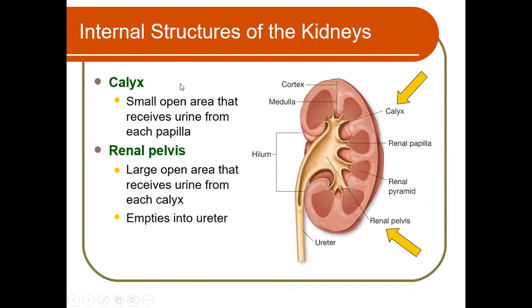Calyx is the small opening area that receives urine from each papilla. Renal pelvis is the large opening area that receives urine from each calyx and empties into the ureter.